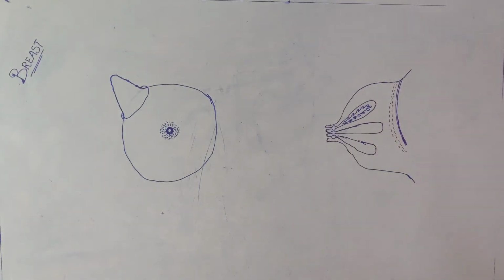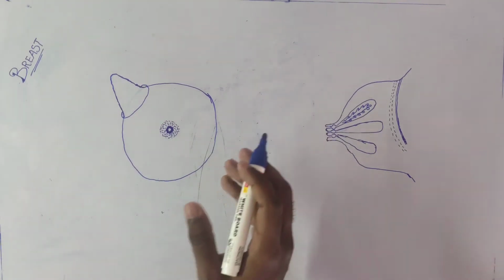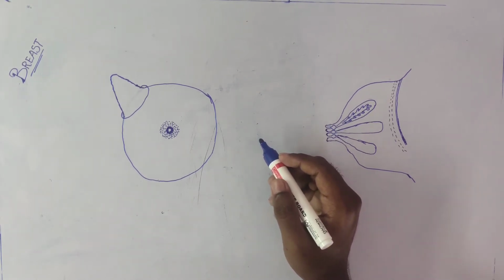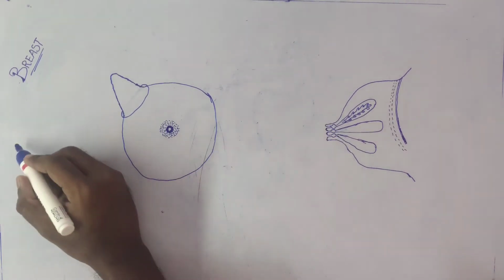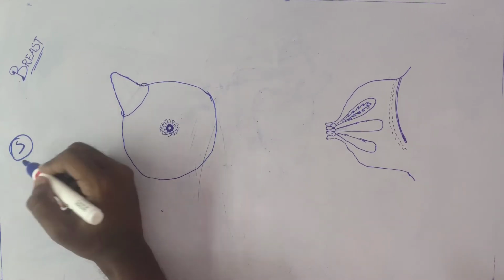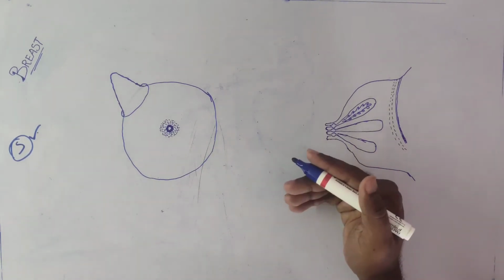So now first we will divide the breast into 3 parts because it is a very huge concept. So we will discuss in 3 parts. First, we are going to study the situation of breast. First one is situation of breast. That means where the breast is located.